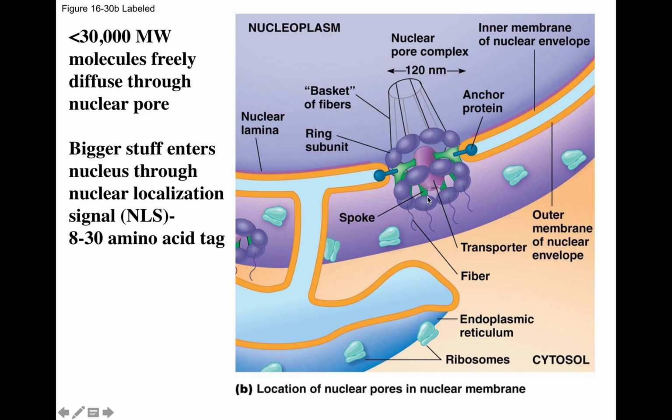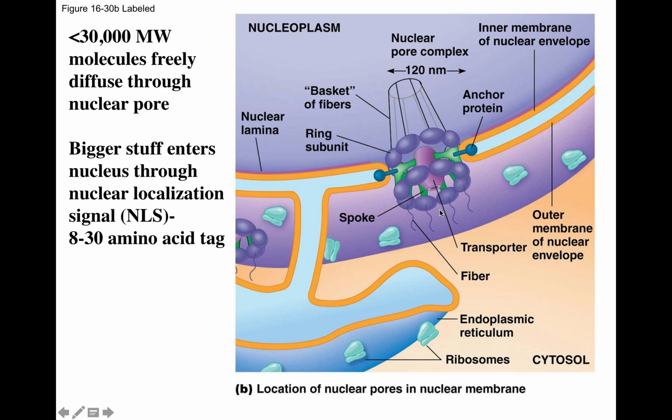There is a central element called a transporter that probably contributes to how things are passively moving in and out of the nucleus. In general, it also depends on your shape, but if you're less than 30,000 Daltons in molecular weight, then you can move through the nuclear pore, probably through this transporter complex.